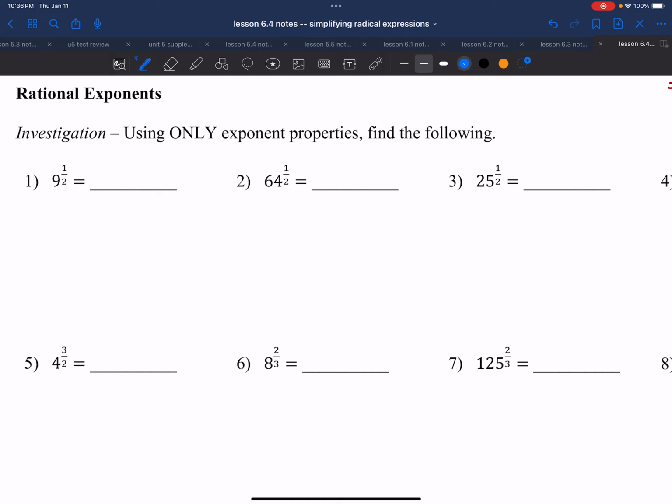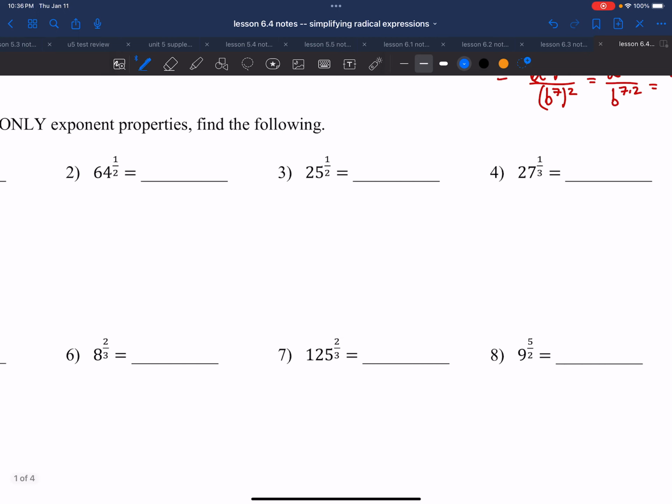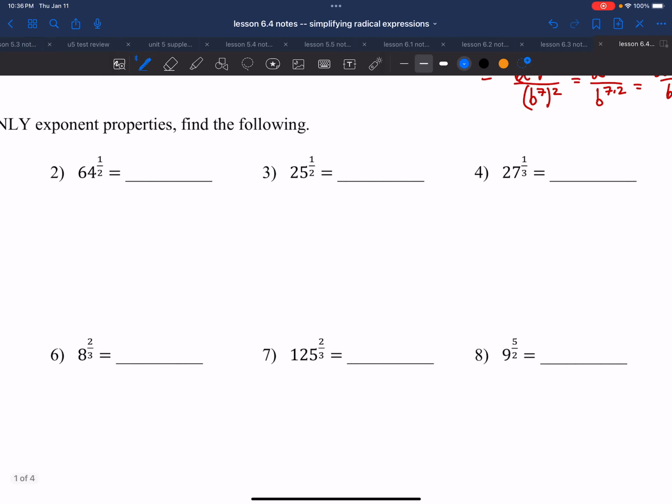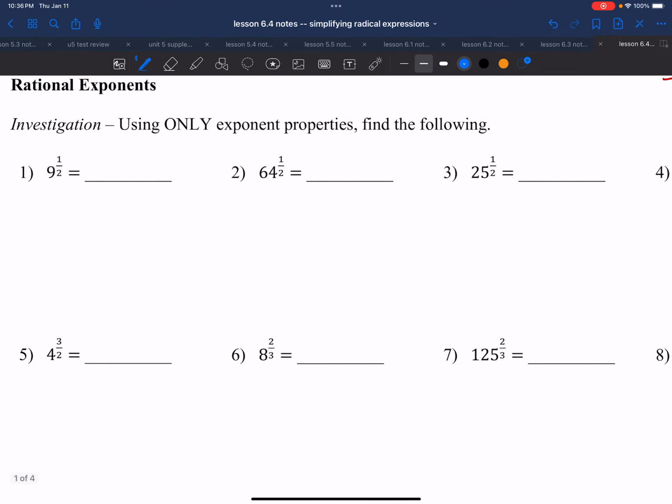So I do recommend, if you want an authentic experience with this lesson for the first time, pause the video and try these out. Here, I'll scroll to those two, so you should copy those down as well. But there's no sense in me waiting for you to do that during the video.